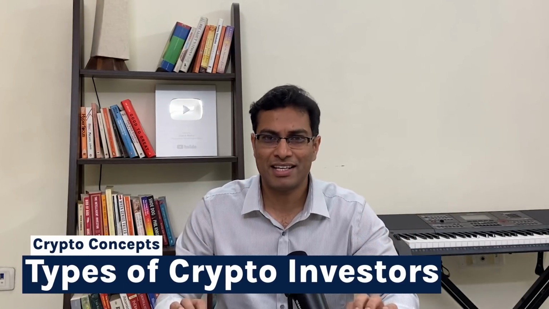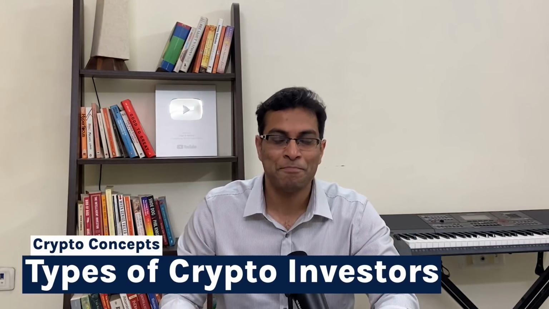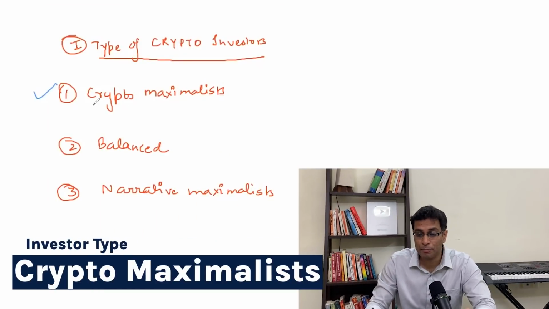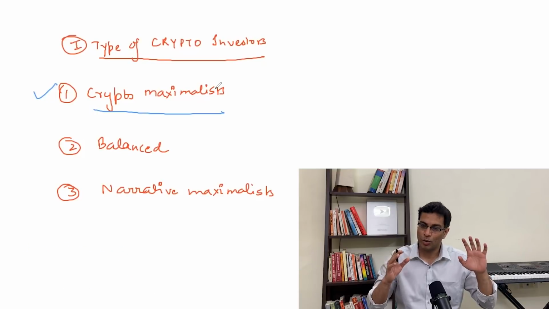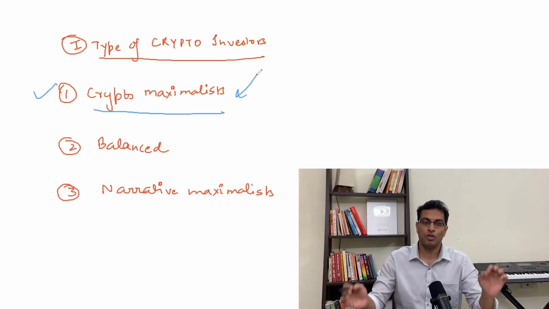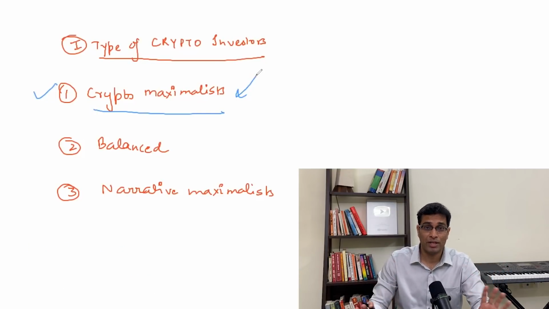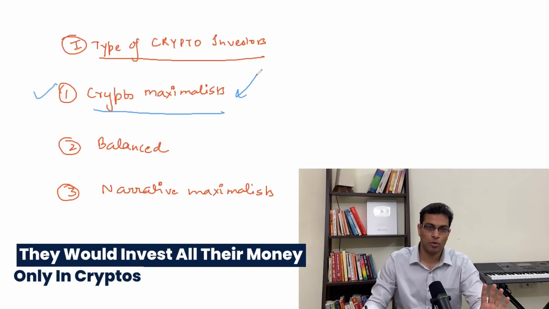Before delving deeper into these 3 conceptual points, let me quickly cover what type of crypto investors there are right now in the market. There are 3 types of crypto investors in the market. One are called crypto maximalists. They believe that crypto is everything, that it is the only asset class that is going to survive. So imagine if they have $1,000 to invest, they will invest all that money in cryptocurrencies. These are called crypto maximalists.